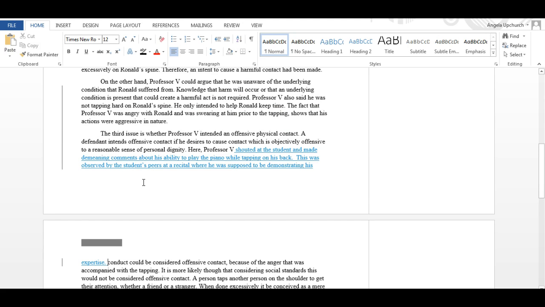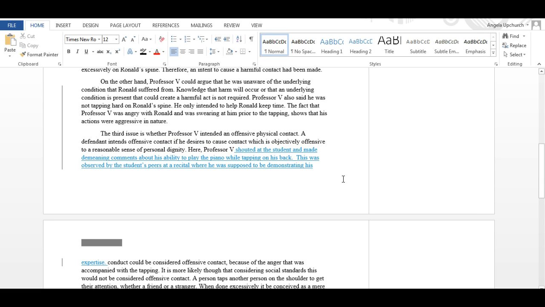What you see is a discussion of the relevant facts that would help the reader understand why you come to the conclusion that there's probably intent to cause offensive physical contact. Right here, "Professor V shouted at the student and made demeaning comments about his ability to play the piano while tapping on his back." If you note, even in this first sentence, what I've done is reference the actual facts and distilled some of my understanding about them, that they were demeaning and about his ability to play. The second sentence does the same.